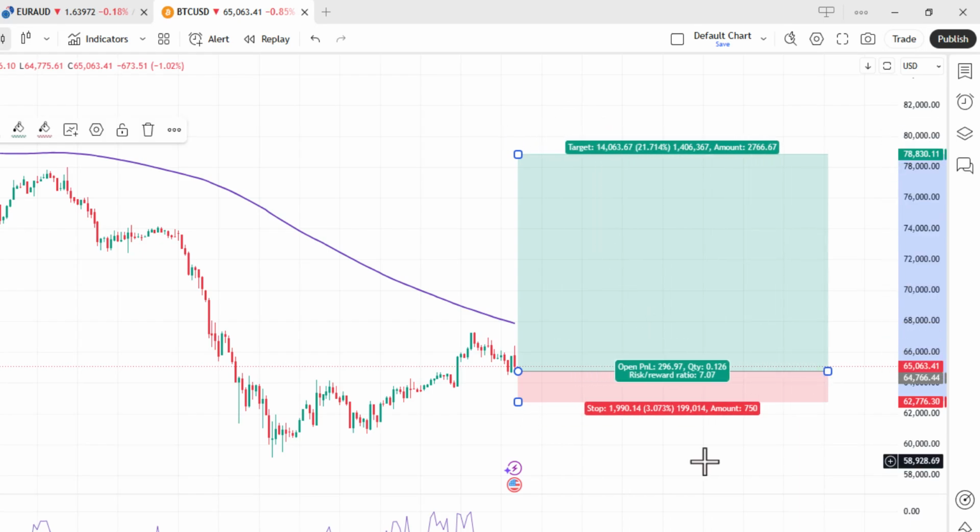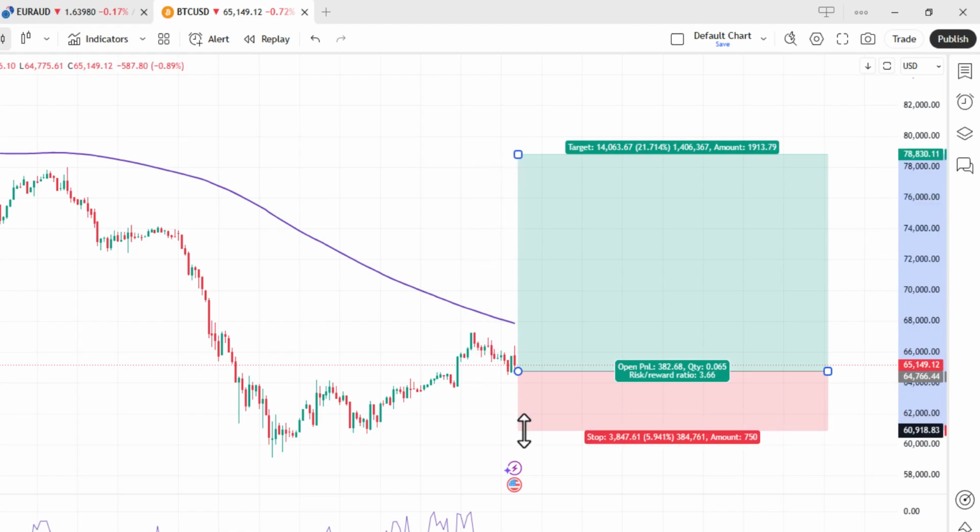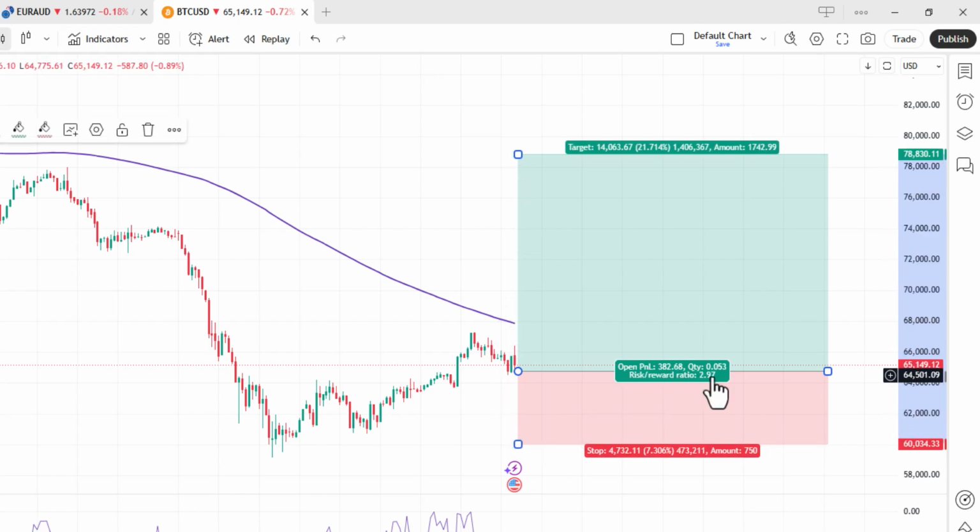Now, what is very useful here is that as you adjust this to fit your strategy, you can see the risk-reward ratio. So currently, the risk-reward ratio would sit at 7. However, if you are trading, let's say, a 1-to-1 risk-reward ratio, which I would say is a little bit low. Oh, did you just notice? I increased the stop loss and the risk-reward ratio gets smaller.